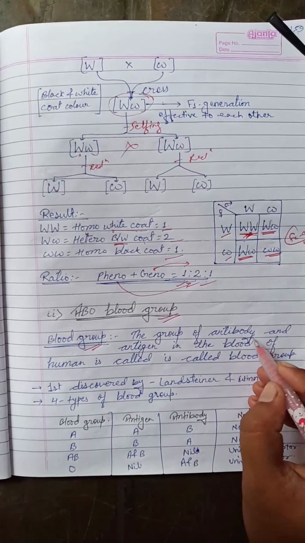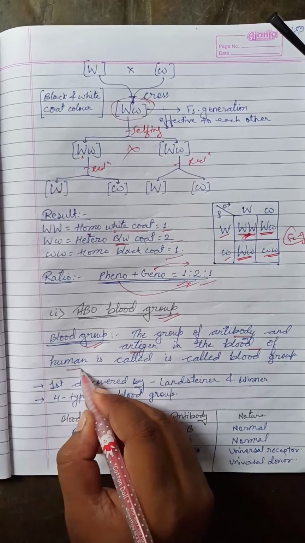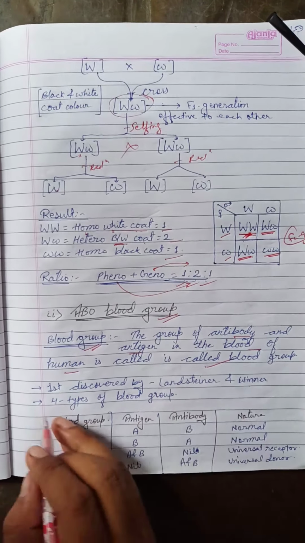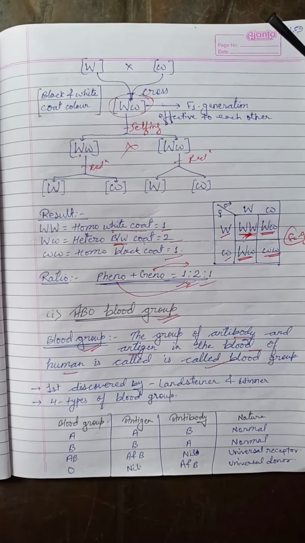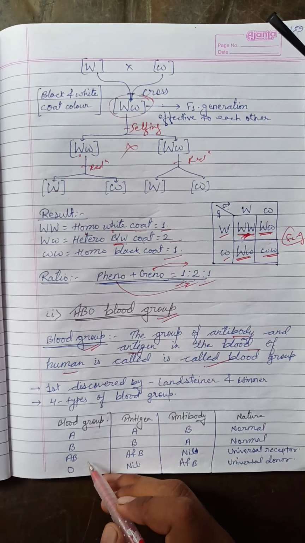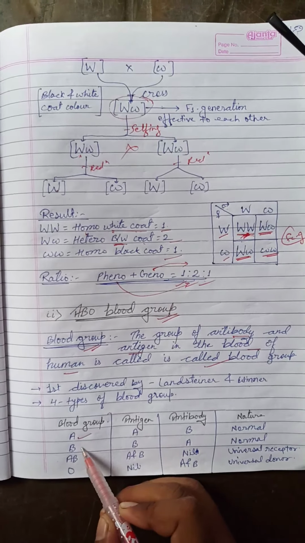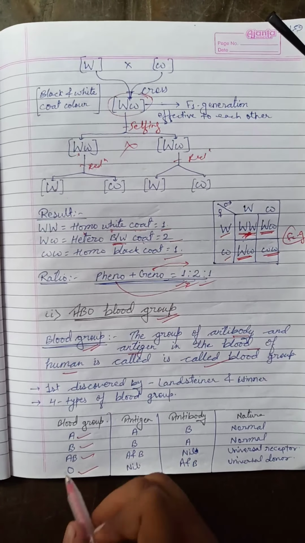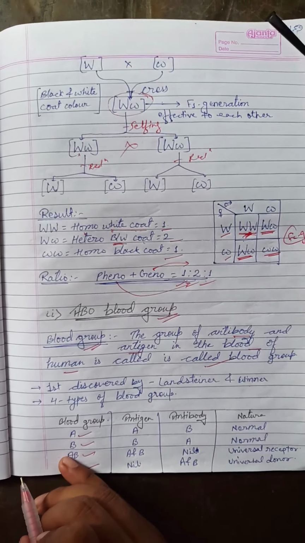The group of antibody and antigen in the blood of a human is called blood group. It was discovered by Landsteiner and Wiener. Four types of blood group are found in humans, and let's see the different blood group types. Blood group A, blood group B, blood group AB and blood group O. Each and every blood group has both antigen and antibody present.